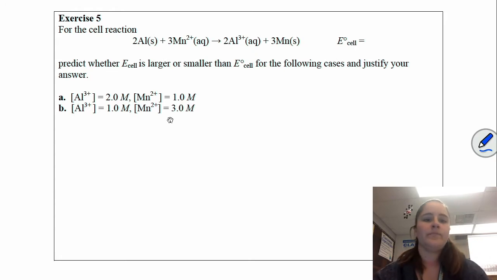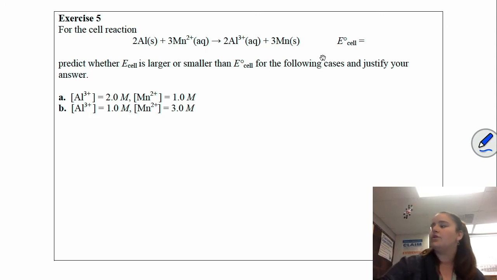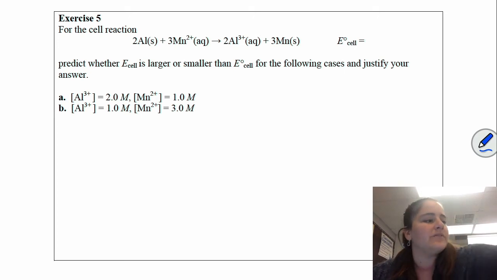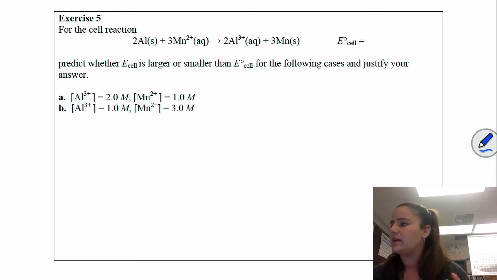We have aluminum solid plus 3 manganese 2 plus ions going to 2 Al3 plus ions and 3 manganese solids. So first we have to figure out E cell, which means we have to go back to our handy-dandy table of standard reduction potentials, and we need to figure out what's being reduced and what's being oxidized. So let's do that part first.